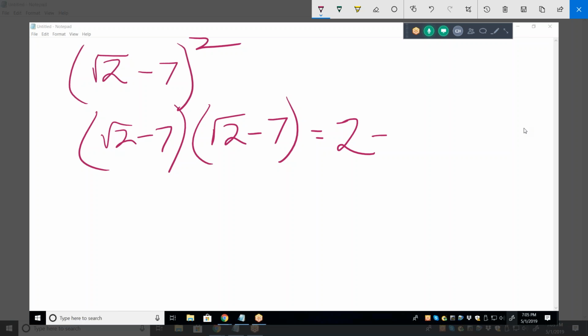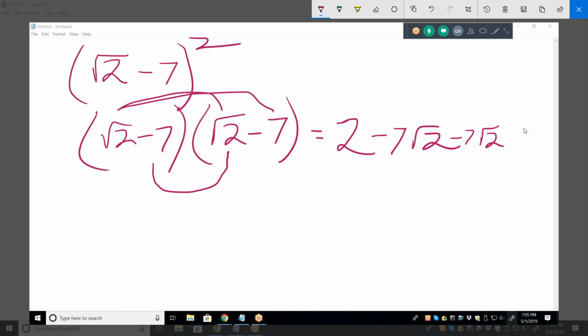What we just did was this times that. Now we're going to do this times this. So minus 7 root x. Now we're going to do the inside. So another negative 7 root x. And finally, we're going to do the outside, the last. That would be plus 49.